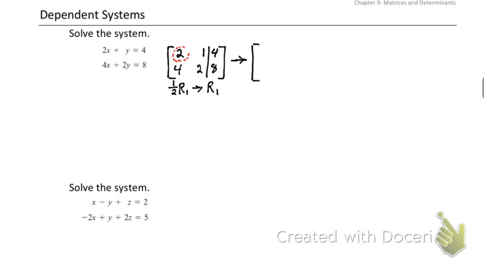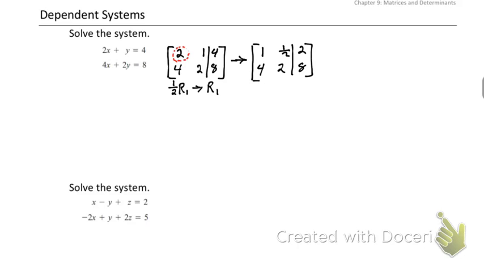So we're just multiplying both sides of an equation by 1/2. That's going to give me 1. 1/2 times 1 is 1/2. 4 times 1/2 is 2. I didn't do anything to row 2, so it remains 4, 2, and 8. I have my 1.